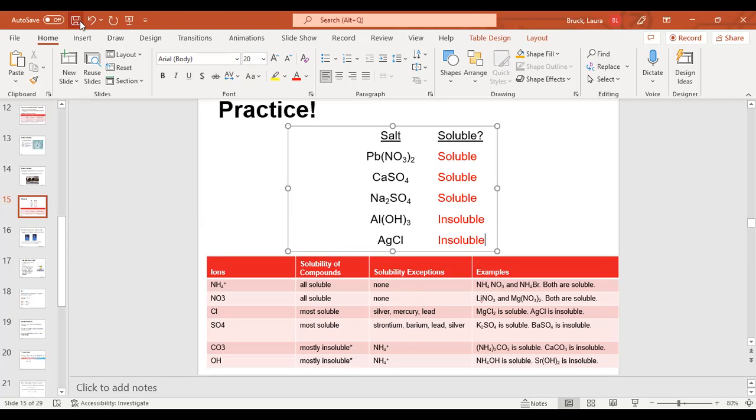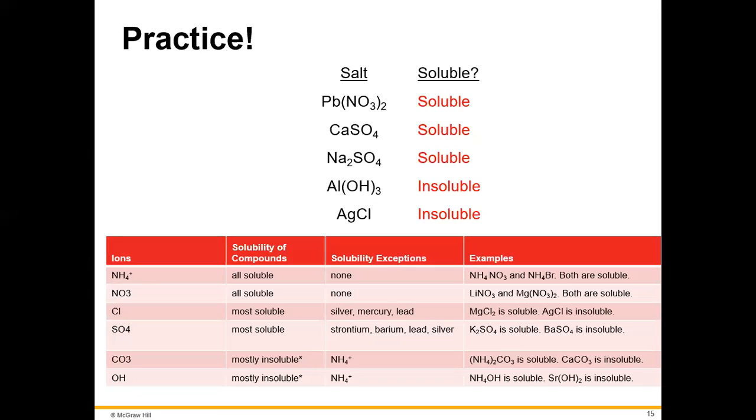All right, so that's how you use the solubility chart. You just look at the ions and then you look to see what the answer is and if there are any exceptions. And you need to be able to do this because that is something that's going to be on the chapter quiz and it will be on the exam as well. And I will give you this solubility chart. I'll give you this one that's right here on the exam. It's on the reference page.